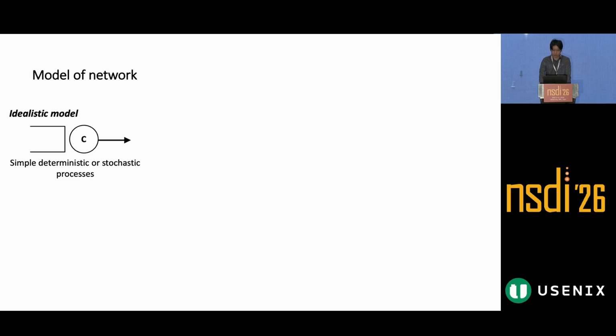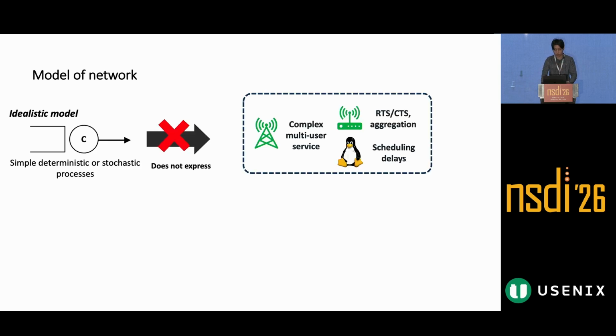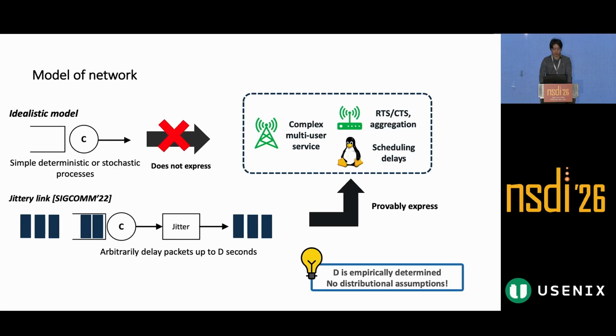However, this idealistic model cannot express common scenarios like multi-user service, RTS/CTS aggregation, or scheduling delays inherent in the operating system. Instead, we borrow the model of a jittery link from old work, which introduces an actual jitter box that can arbitrarily delay packets by up to d seconds, and d can be empirically determined with no distributional assumptions needed.